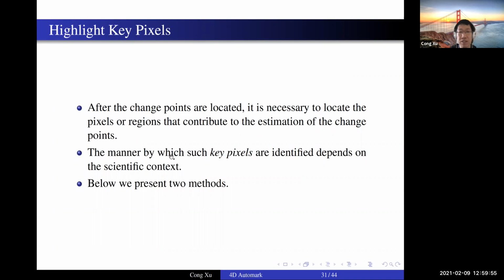So we are pretty interested in these key pixels. We want to identify these key pixels based on the model we estimated. So we will present two methods based on that.